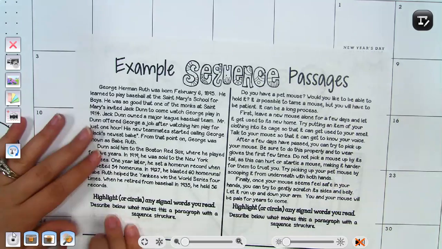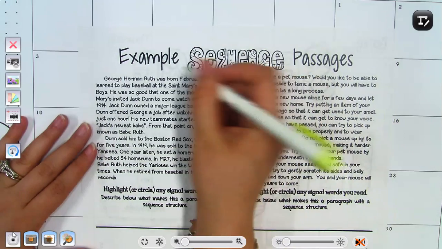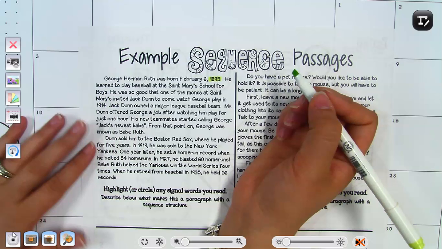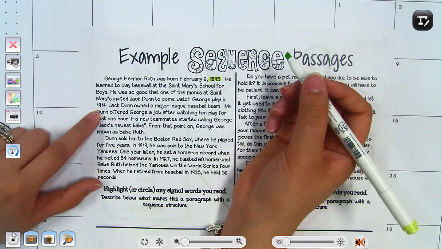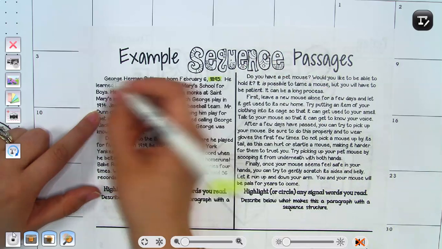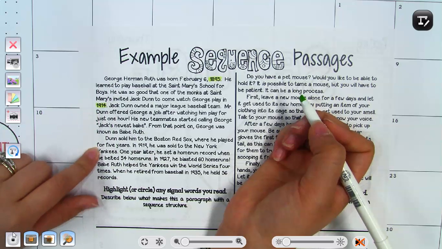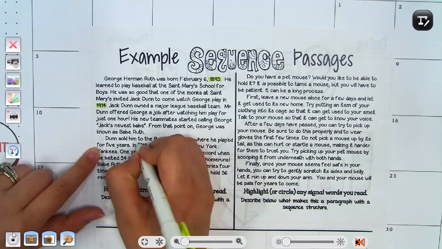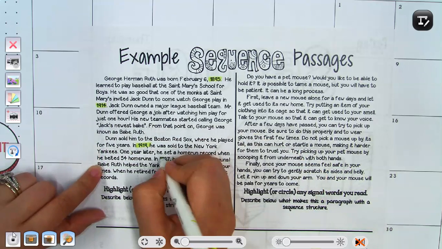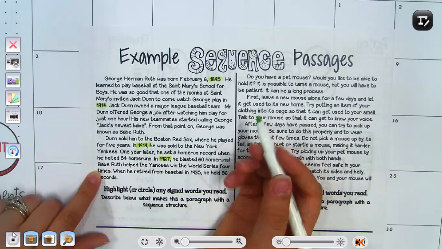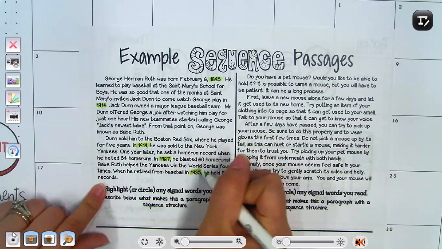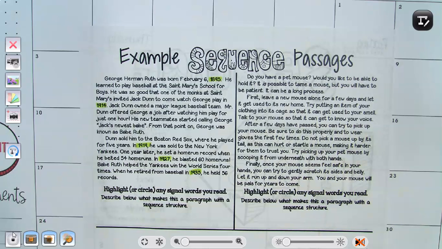So let's look over here. Now we do have dates. It starts off that he was born in 1895. It talks about how Jack Dunn came and watched him play baseball in 1914. It also talks about how in 1919 he was sold to the New York Yankees, and then in 1927 he had 60 home runs, and he retired in 1935. Okay, so those are all things that can help us identify that this is a sequence text structure.